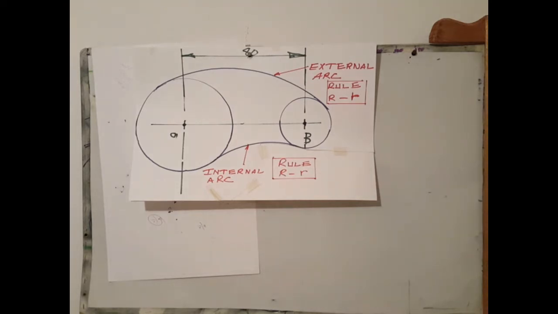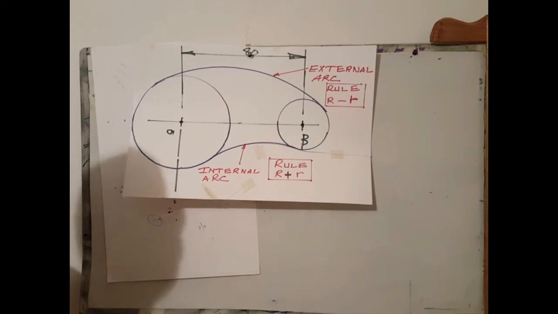Instruments needed for this class are: 1. Set square, compass, pencil, eraser, optional T-square, and a positive mindset.